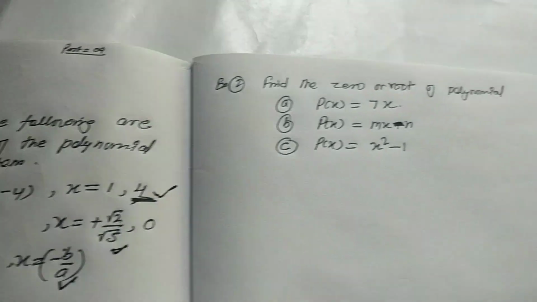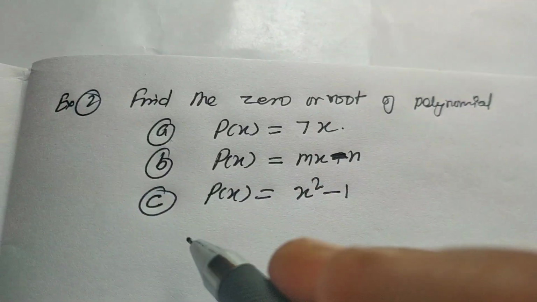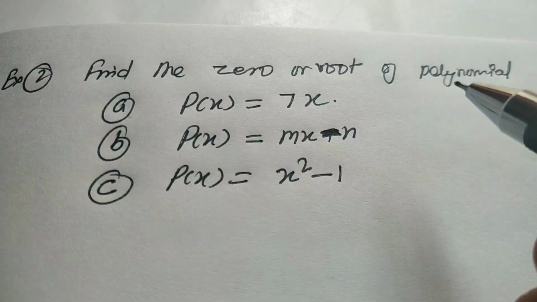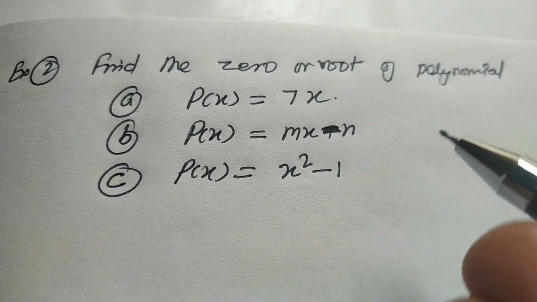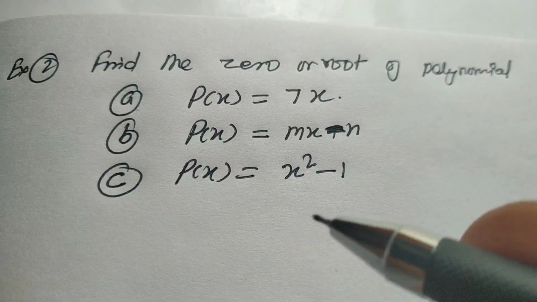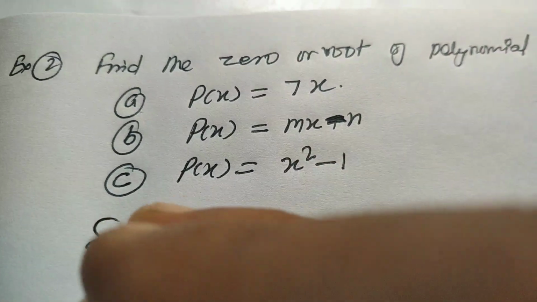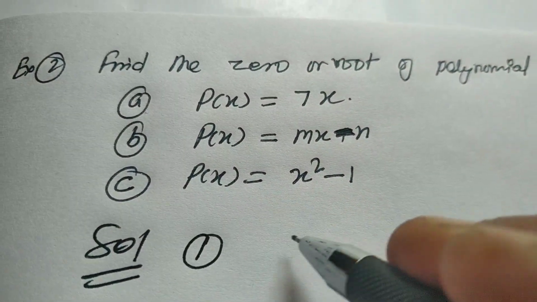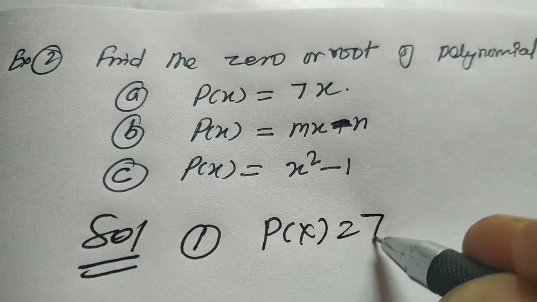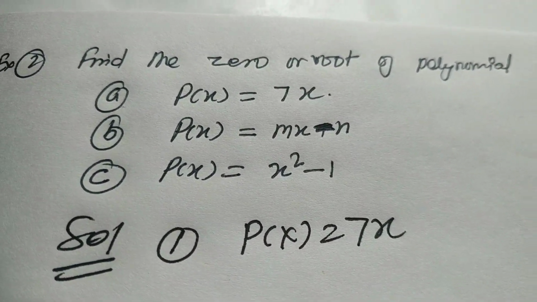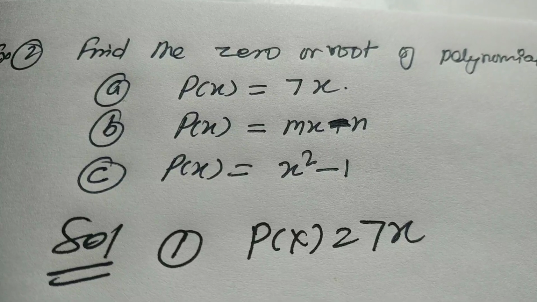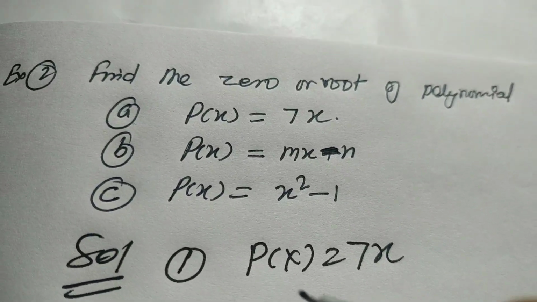Okay, now see another problem. Here, find the zero or root of the polynomial. If a polynomial is given, we have to find out the zeros of the polynomial. Like this is solution 1. We have p(x) is equal to 7x. Now, for what value of x does this p(x) become 0.